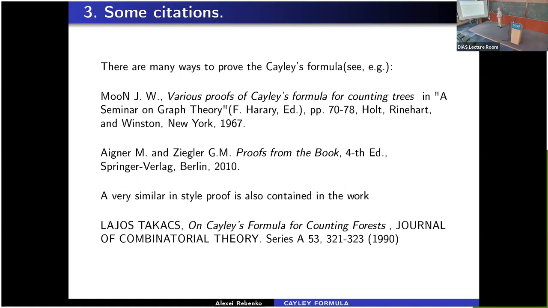Here I show you some citations. There are many ways to prove this formula, and most of them are very close to my class, but I know about maybe nine or ten variants to prove this formula. I consider that the one I present to you is very, very, very simple. It is possible to understand even for first-year students. So I decided to speak about it. Please.